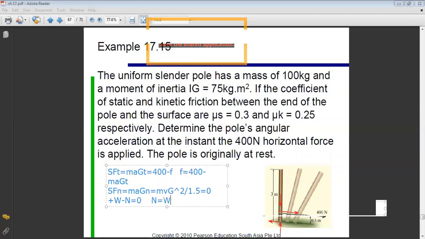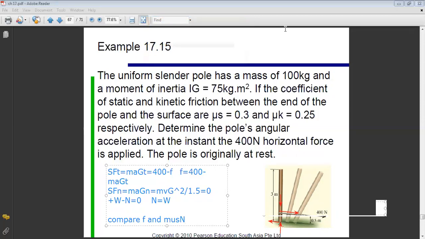Once I calculate N and once I calculate the friction F, I should verify my assumption. So I should compare F and mu s N. If F is smaller than mu s N, it means what? My assumption is true or wrong? True. And if I obtain F higher than mu s N, my assumption is wrong and I should repeat everything. If I repeat everything, I will be sure now what the type of my motion is.